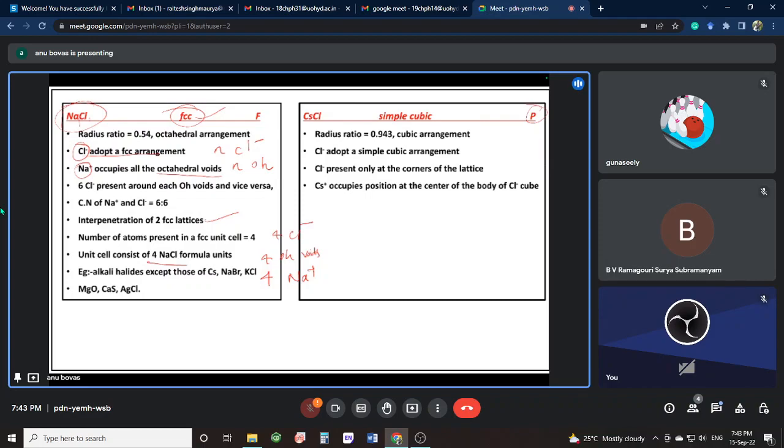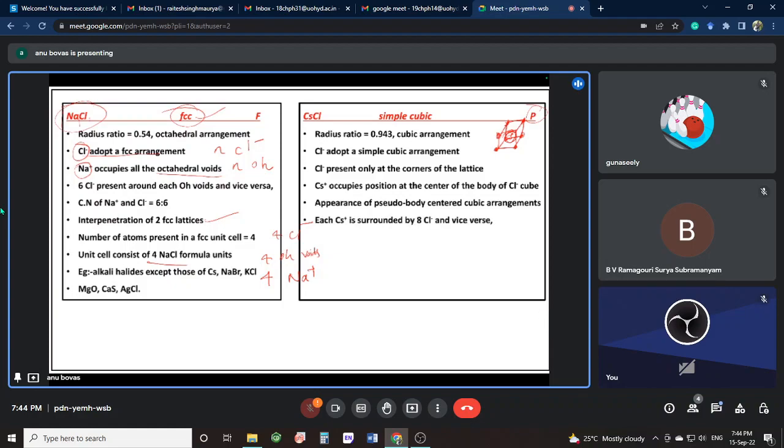There will be a cubic void created within the Cl minus. For example, we have a cube and Cl minus are present at all the corners, and there will be a cubical void present at the center, and cesium plus will be present in the cubical void. Okay. So this might feel like a pseudo body-centered cubic arrangement, but it is not. These are the only lattice points, and this is a void in which cesium plus is present.